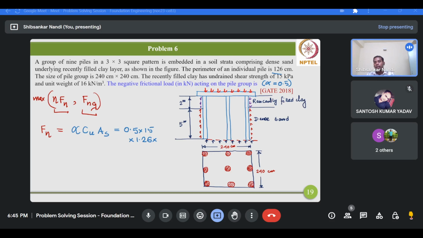Okay. So therefore, you have to consider the length of the pile which is involved in the recently filled clay, since negative skin friction is observed only in the recently filled clay layer. So therefore this value would be 2. So 0.5 times 15 into 1.26 into 2. So this will give you 18.9 kilonewton, and this is for a single individual pile. So this much negative frictional load will act on a single pile. So therefore, to get the negative frictional load acting on the pile group, you should multiply this value with n.